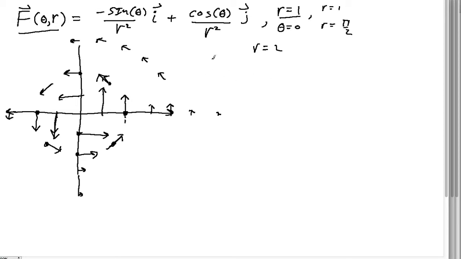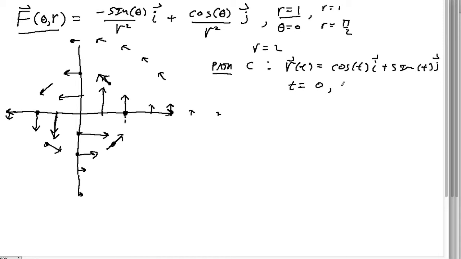So now we've defined our vector field, but we need to find the path we want to integrate this on. So how about the path? The path C is going to be the function r of t is equal to cosine t times the x unit vector plus sine t times j. And we're going to take it from t is equal to 0 to pi. So this is a half circle.